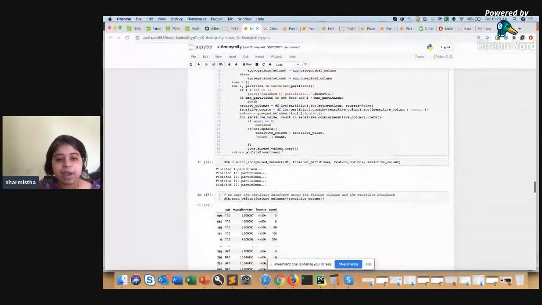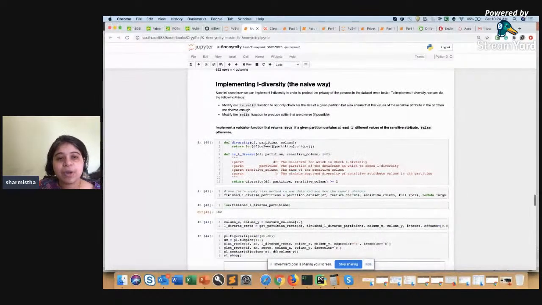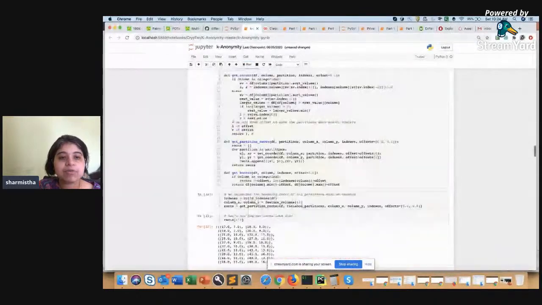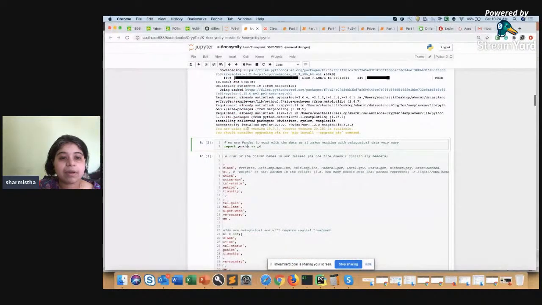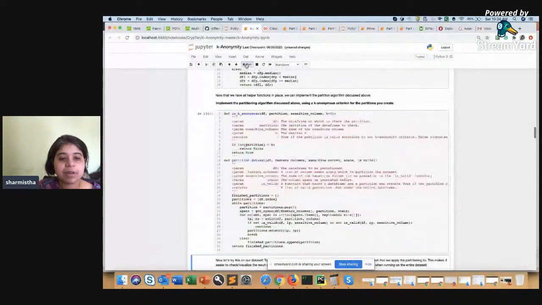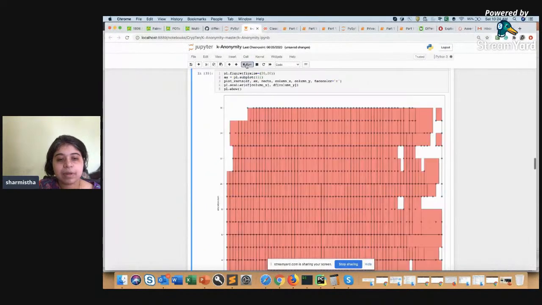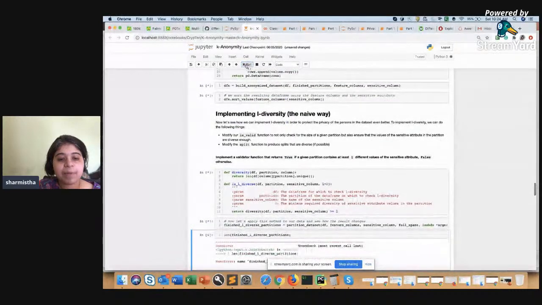If you want me to run it, I can run it. Because it will take time and I have so many things to cover, I will try to explain. Once I run it, you will see that with this diversify function, we have partitioned the data set. I have to run it from the beginning. Let's run this L diversity.